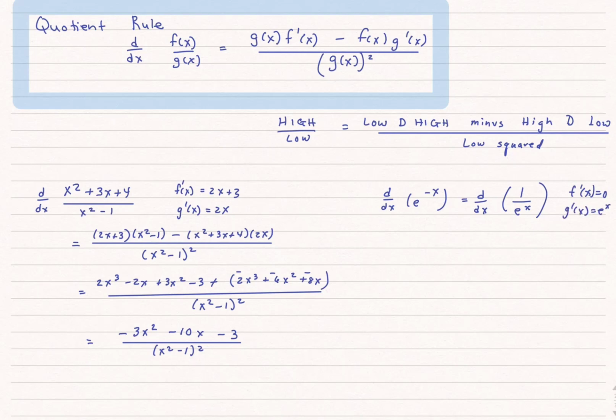So when I use my quotient rule in this case, I'll have 0 minus 1 times e to the x divided by (e to the x) squared. I'll get negative e to the x divided by e to the 2x, which simplifies to negative 1 over e to the x, or simply negative e to the negative x.